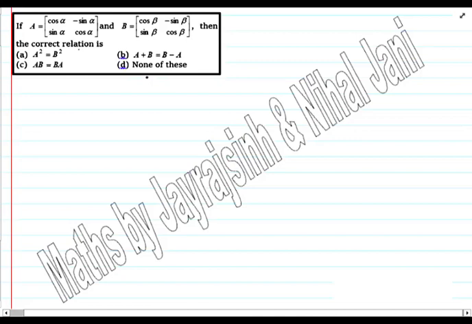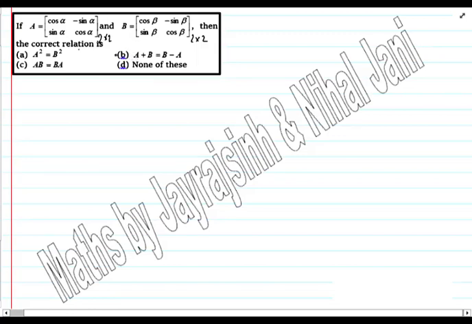Okay, here we have a very interesting question in which matrix A and B are given, and we have to check the correct relation from the options. First of all, let's see the order of the matrix. Both matrices are of order 2 cross 2, right? Both are same, so we can say all the options are possible because all the operations contained in the options are possible, right?